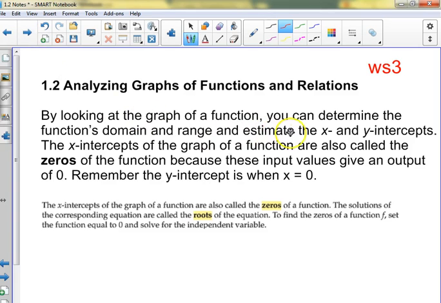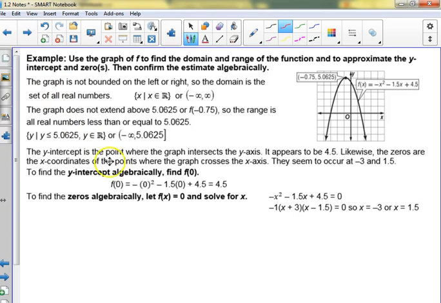So by looking at a graph of a function, you can determine the domain, range, x and y intercepts. The x-intercepts are also called the zeros. If you want to calculate them, remember to put in x equals 0. So part of this assignment is just looking at the graph. Use the graph to find the domain and range and to approximate the x-intercepts and y-intercepts, then confirm algebraically.